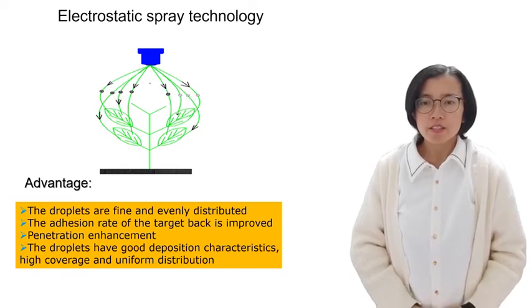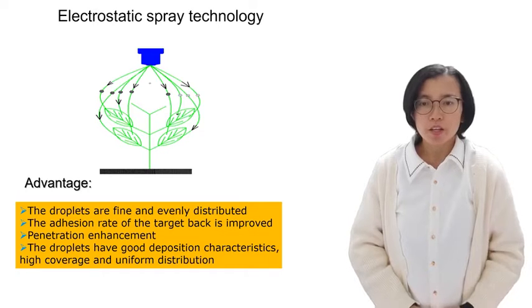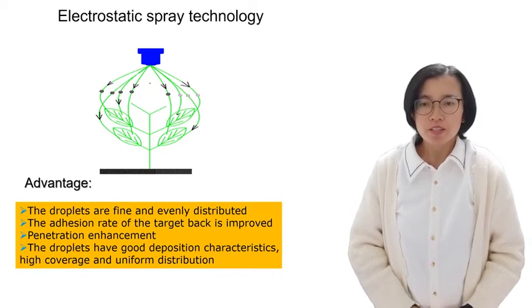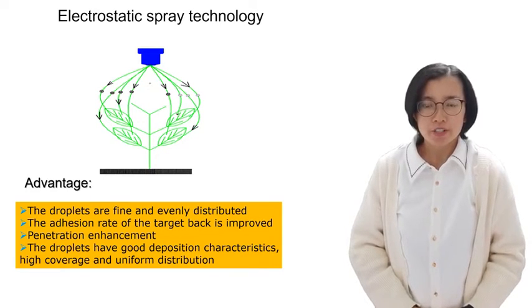And at last, let's conclude the advantages of electrostatic spraying technology. First, the droplets are finer and distributed uniformly. Second, the adhesion rate on the target, back and front, is improved. Third, penetration is enhanced. And fourth, the droplets have good deposition characteristics, coverage and uniform distribution.